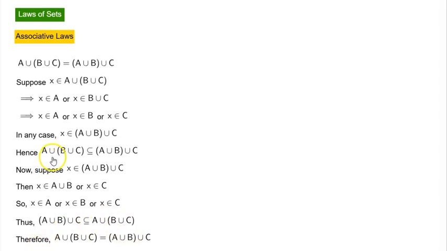Therefore, because they are both subsets of each other, we can say A union (B union C) is equal to (A union B) union C. So this was associativity with respect to union. Now intersection. A intersection (B intersection C) is equal to (A intersection B) intersection C. Same. Suppose X is in A intersection (B intersection C).